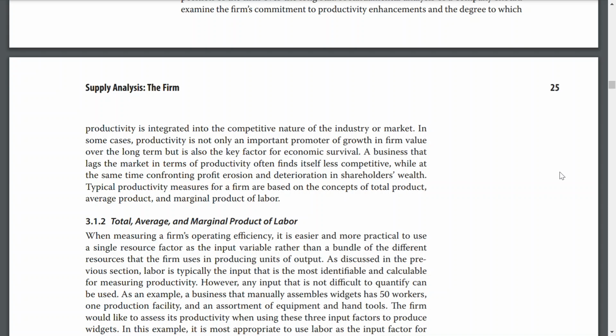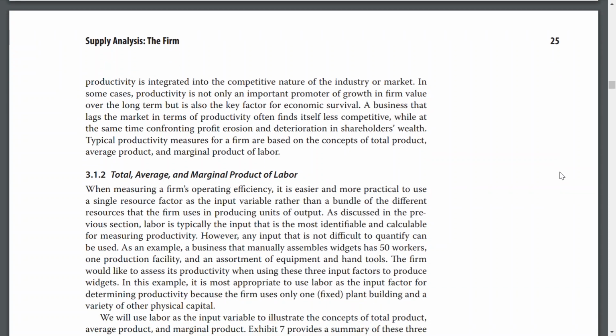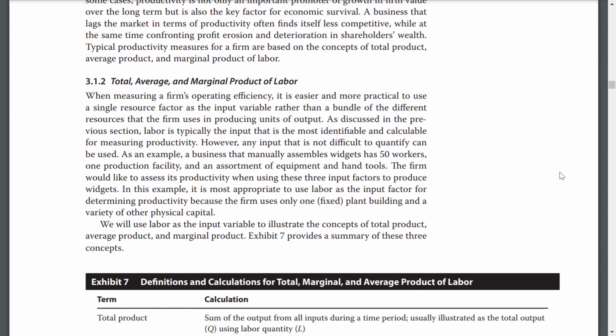In some cases, productivity is not only an important promoter of growth in firm value over the long term, but is also the key factor for economic survival. A business that lags the market in terms of productivity often finds itself less competitive, while at the same time confronting profit erosion and deterioration in shareholders' wealth. Typically, productivity measures for a firm are based on the concepts of total product, average product, and marginal product of labor.